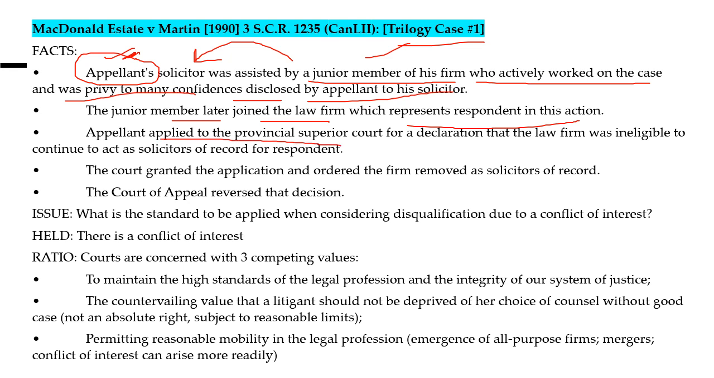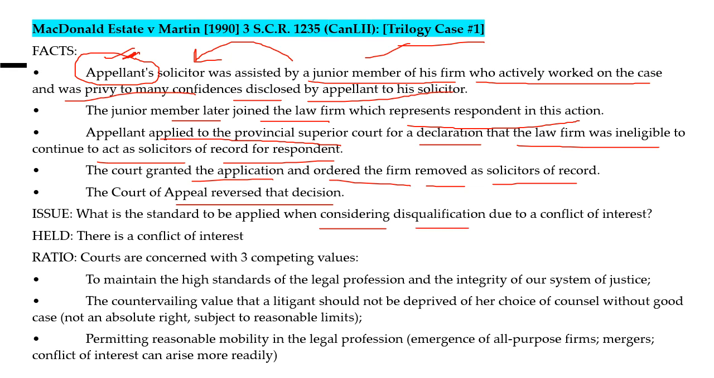The appellant applied to the Provincial Superior Court for a declaration that the law firm was ineligible to continue to act as solicitors of record for the respondent. The court granted the application and ordered the firm removed as solicitor of record. So the court ordered to remove this person. The Court of Appeal reversed that decision. What is the standard to be applied when considering disqualification due to conflict of interest?